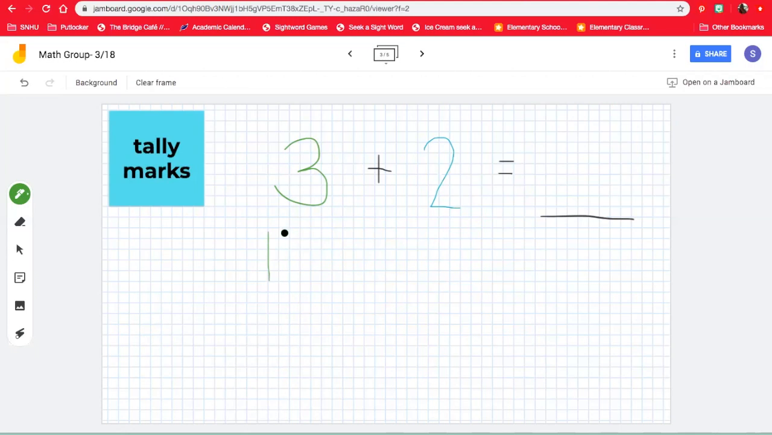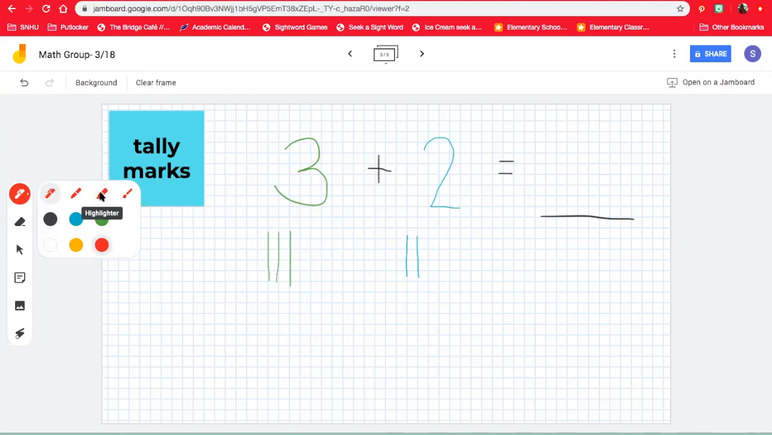1, 2, 3. 3 tallies. Let me get my blue marker. How many blue tallies am I going to need? 2. You're right. Count with me as I draw them. 1, 2. Now, what do we need to do to solve this problem?